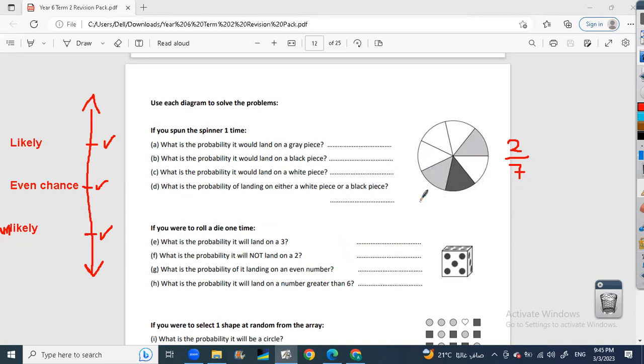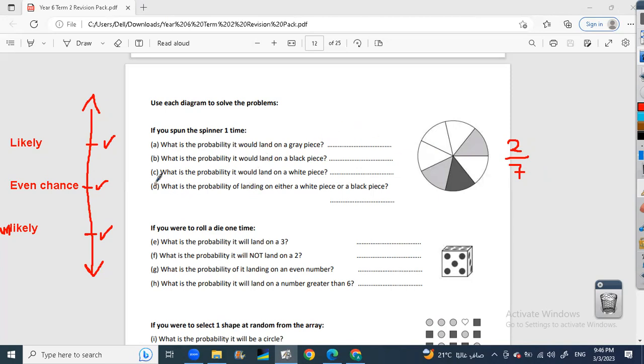So here in this fraction, they were asking us about the probability it would land on a gray piece. On a gray piece, it is only 2 out of 7, which is unlikely to happen. Why, mister? Because 2 out of 7 is less than 50%. It is less than the half. We know that the half of 7 is 3.5. So getting a 2 out of 7, which is less than 3.5, which is less than the half, then definitely it is going to be unlikely.